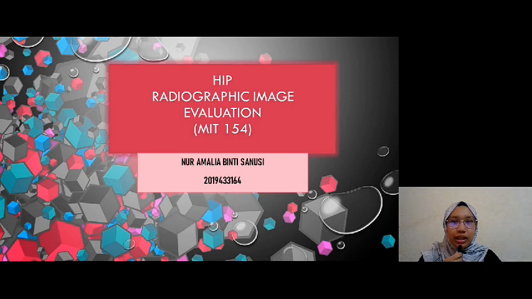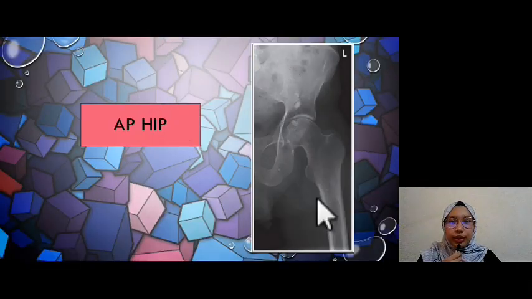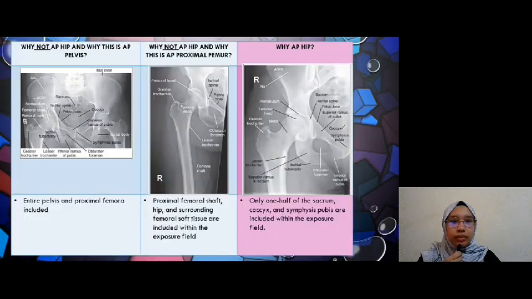I am going to present to all of you about my topic, which is hip radiography image evaluation. Okay, first of all, I will explain about AP hip. First, we need to detect whether our image is AP hip or AP proximal femur or AP pelvis. To know that our image is AP hip, only one half of the sacrum, coccyx, and the symphysis pubis are included within the exposure field.